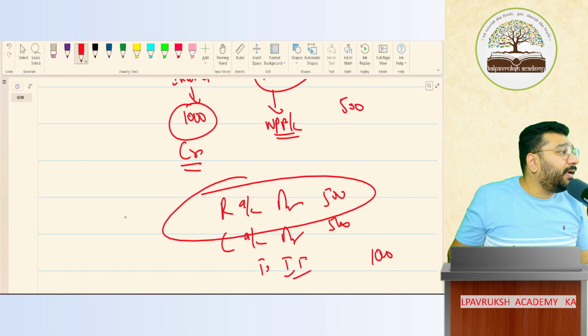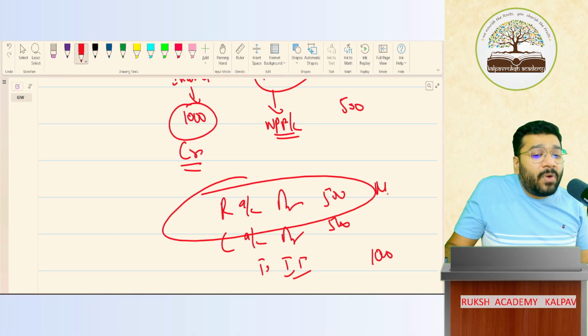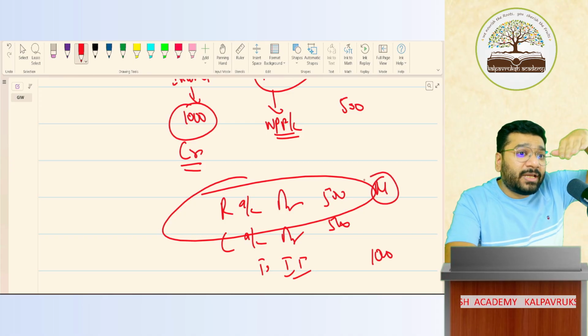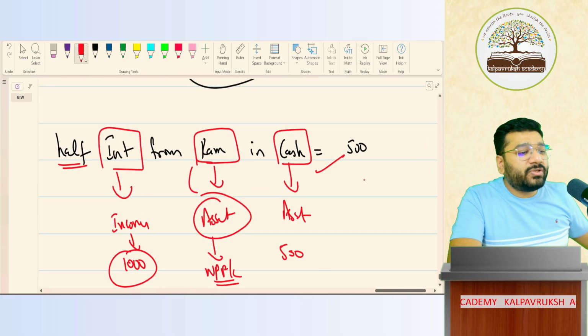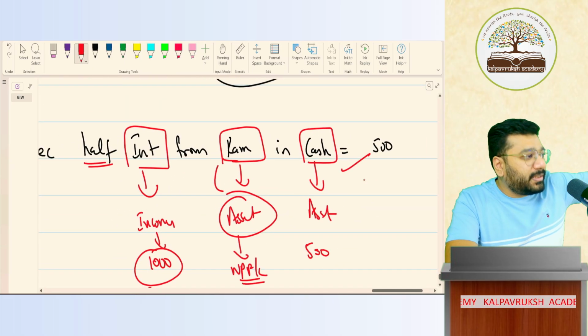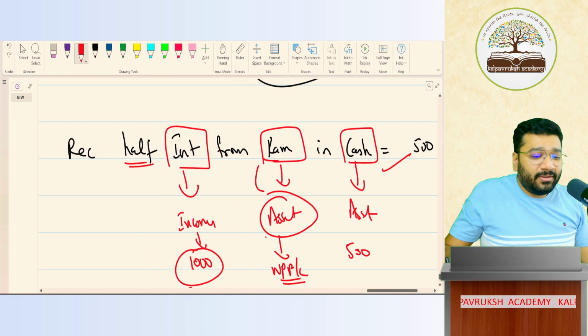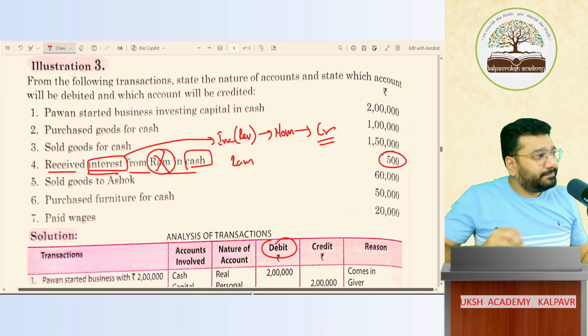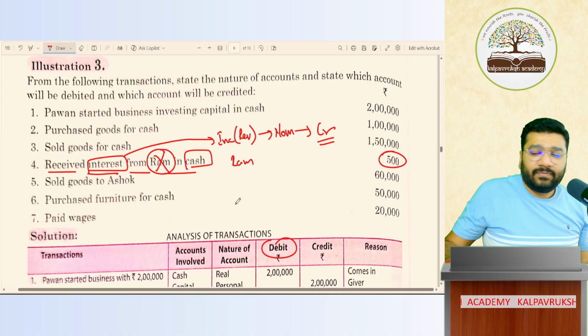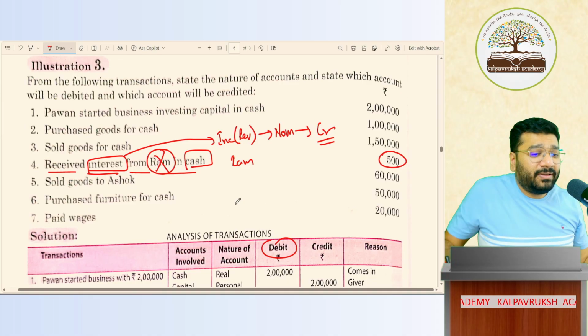Got it, not got it? So here what will I apply? Modern rule. How is the application? I'll discuss in the next class. So same question, remind me. I'll solve the same question with modern rule. Okay, not okay? I hope I have answered your query. Can we continue?